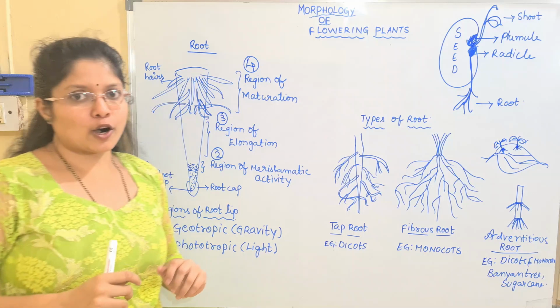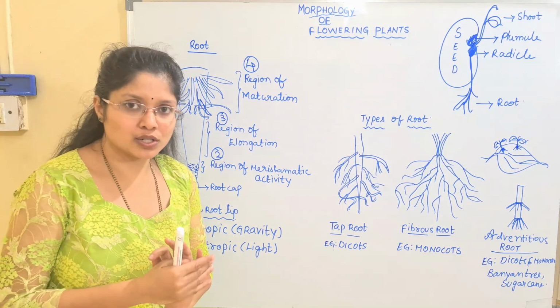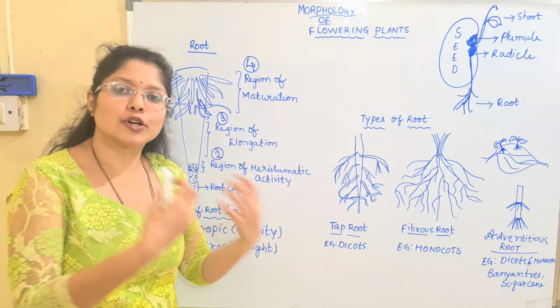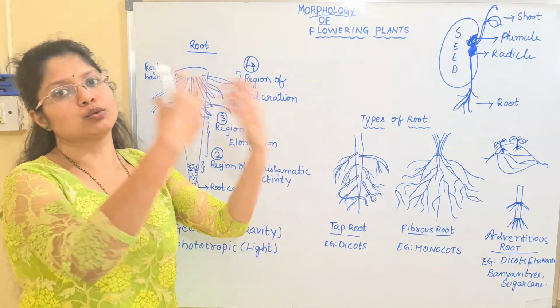Okay, so this is a very important thing. During germination we have 2 structures associated with the seed. One is a radicle and the other is a plumule. Radicle will produce the root system, plumule will produce the shoot system.